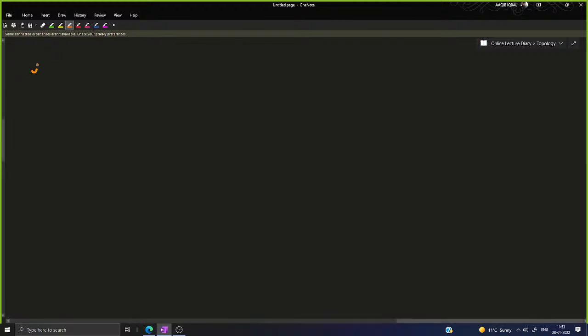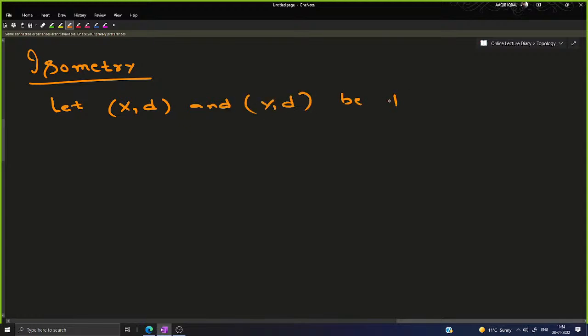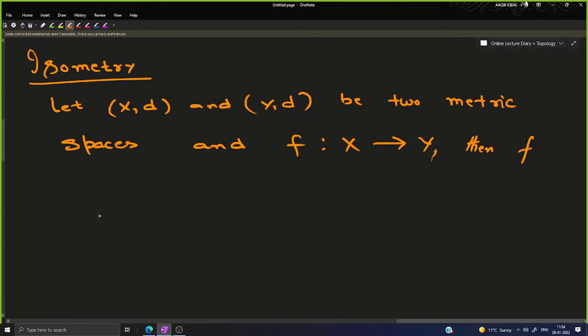एक और definition आप note करिए, isometry. Let (X, d) and (Y, d) be two metric spaces and f be a function from X into Y, then this function f is said to be an isometry.